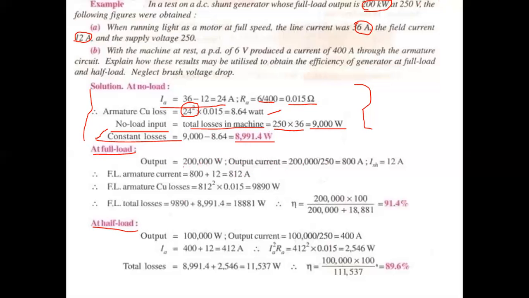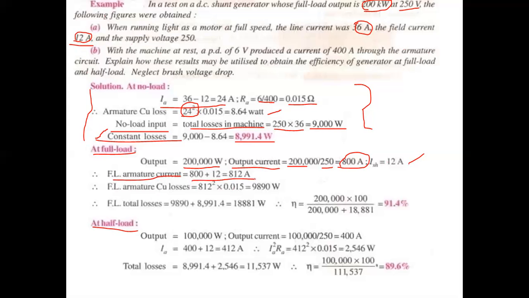It is 200 kilowatts, converted into watts. Then output current is equal to output power divided by voltage, which is equal to 800 amperes. Then ISH is equal to 12 amperes. Then full load armature current, IA, is equal to 800 plus 12 amperes.